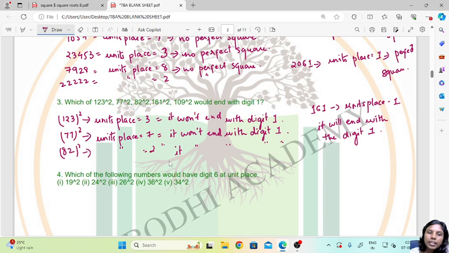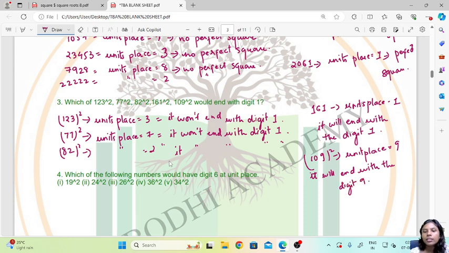Similarly, for 109 the whole square, even in this in the units place we have 9. So it will end with the digit 9. Sorry, it will end with the digit 1. So we have to just look at the digits in the units place. Here there was 3, 7 and 2. So these won't end with the digit 1. Whereas 1 and 9, they will end with the digit 1.